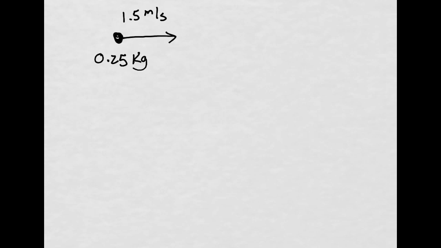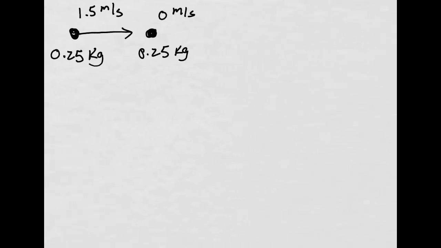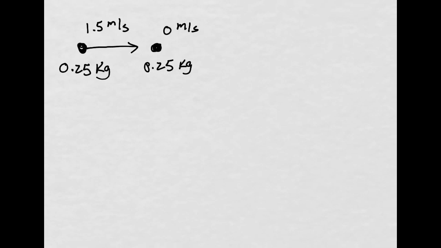So, in this problem, a billiard ball weighs 0.25 kilograms, and it's traveling to the right at 1.5 meters per second. So we hit it with a stick, and it's striking an identical stationary ball. Identical means it has the same mass and zero velocity because it's stationary. The only thing that's different is it's a different color or it has some stripes versus not.